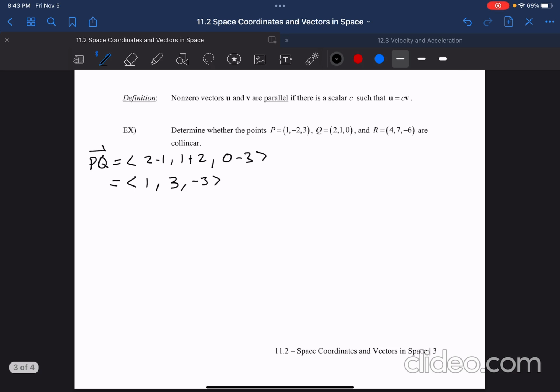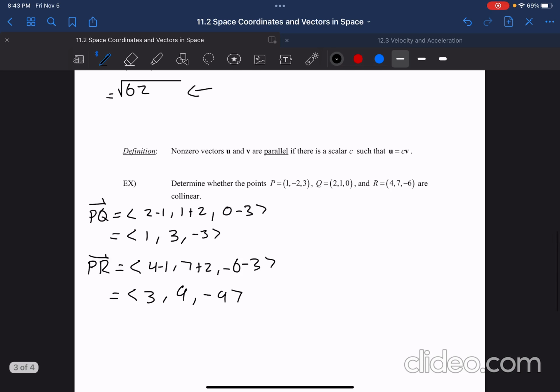And then we want to find P to R. Don't make the same mistake I did and do it the other way around. So it's going to be 4 minus 1, comma, 7 plus 2, plus because of this again. Make sure you don't forget that. And then minus 6, minus 3. So you're going to end up with 3, 9, and then negative 9.